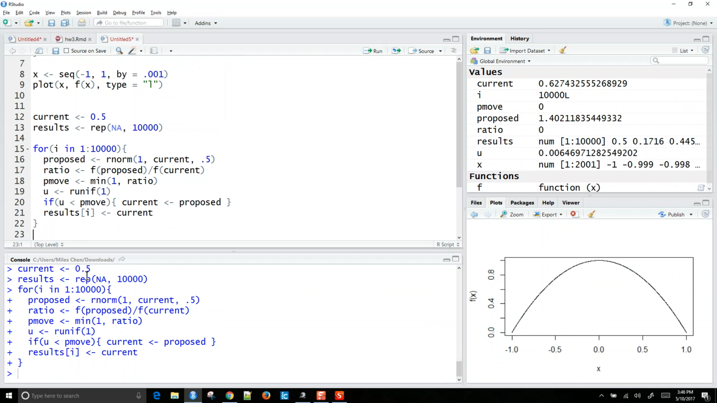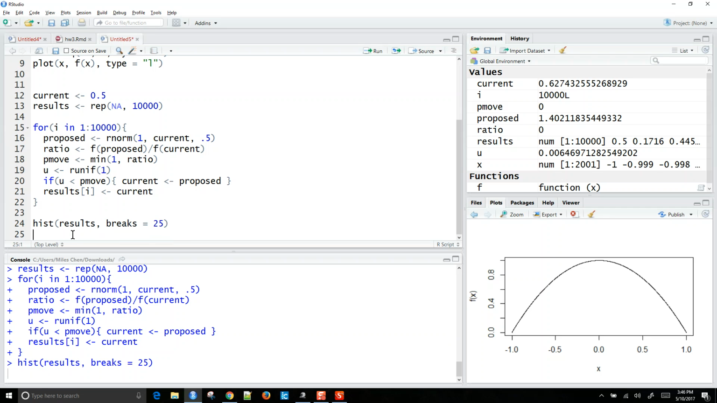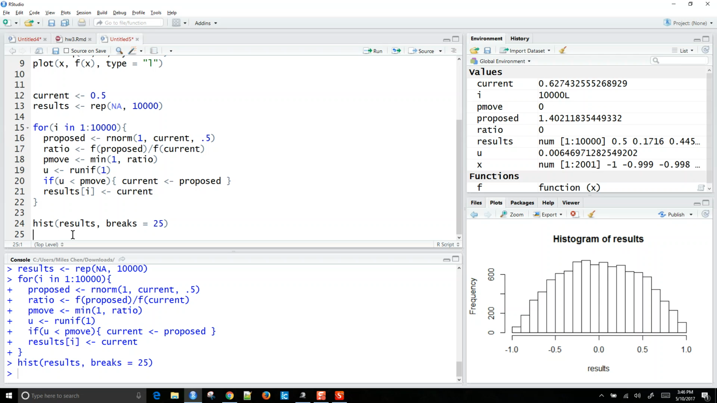And let's see if this works. Okay, so we'll create a histogram of our results. I really hope this worked. Okay, and I'm pretty sure it does. Okay, and then we'll check this out. And look at that. It looks pretty good. So that's it. That's the Metropolis algorithm.